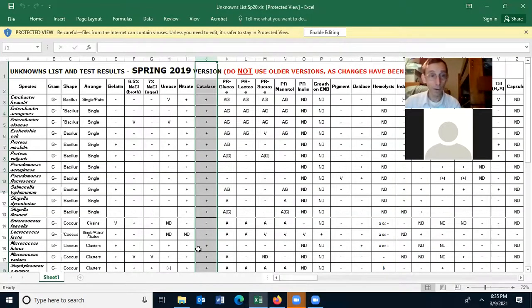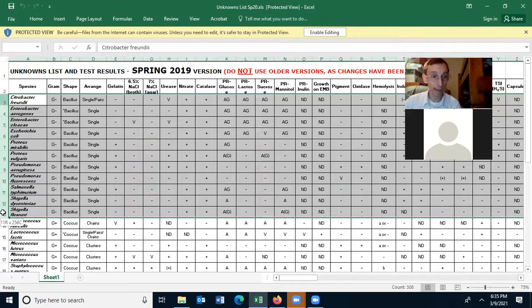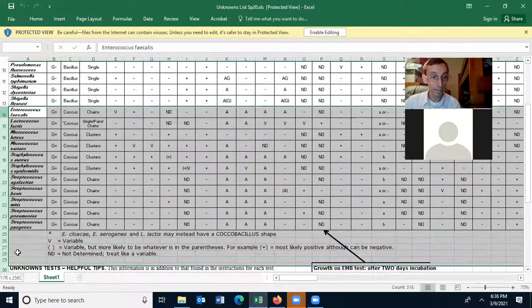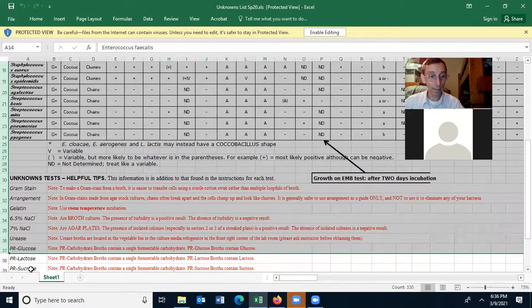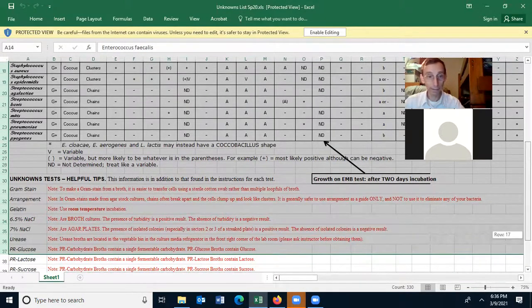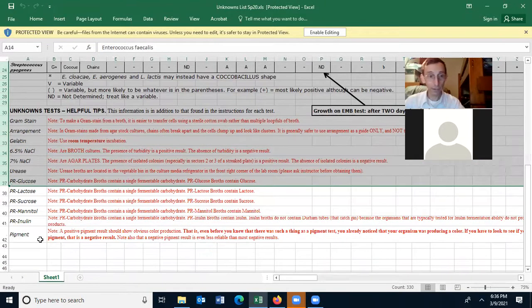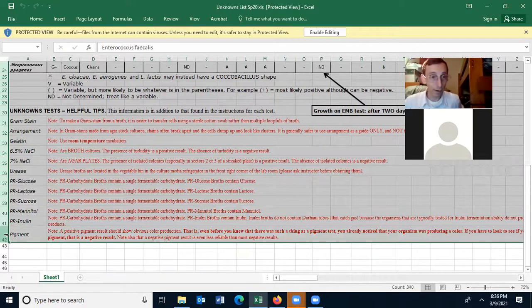So you should know whether your bacteria is a gram negative, that's the top half of the table, or a gram positive, the bottom half of the table. So this is the key that you're talking about, like the question? What key am I talking about? I'm a little confused what you're asking. Give me a second. You do need to use the bottom part here telling you how to use it. The main one is that to make the gram stain from a broth, it is easier to transfer cells using a sterile cotton swab rather than a loopful.